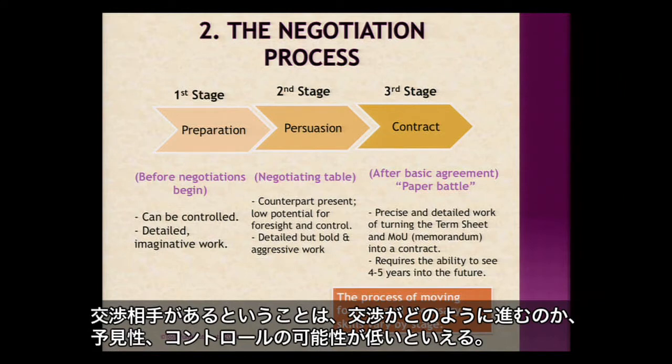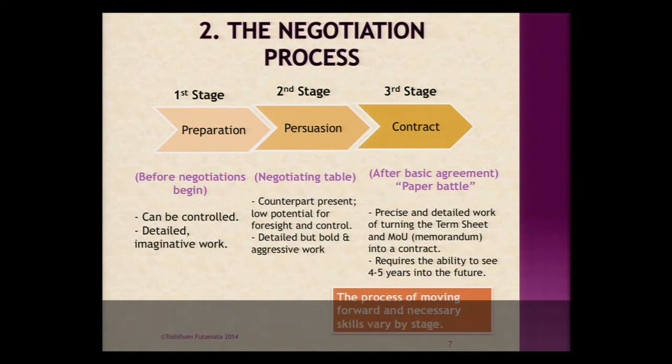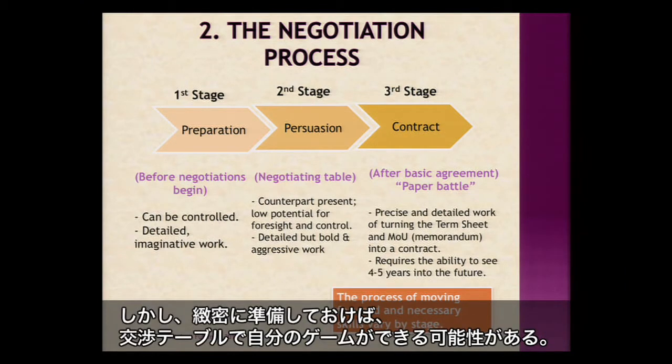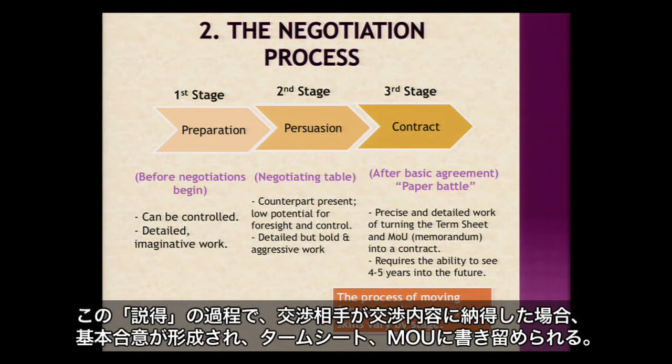Because the negotiating counterpart is also present in this stage, you should keep in mind you can't control your counterparts. Rather, you have to play without predictability. In short, you cannot play your game. However, with elaborated preparation, there might be a chance to play your game. Without proper preparation, you will just be flustered or confused. When the second stage runs successfully, both parties could come closer to the term sheet or MOU.